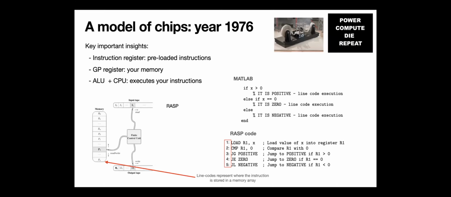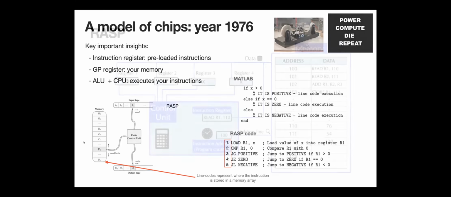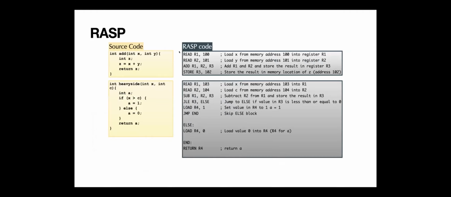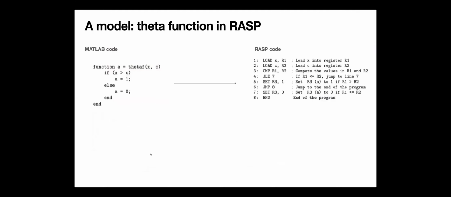And the lines of code are actually stored in this memory register. So it looks roughly like this. You have a control unit, an instruction register, and a program counter. And the program counter is important because you need to know which instruction you're reading next. So these are two examples, the source code in C and RASP for two particular functions. Okay, very good.